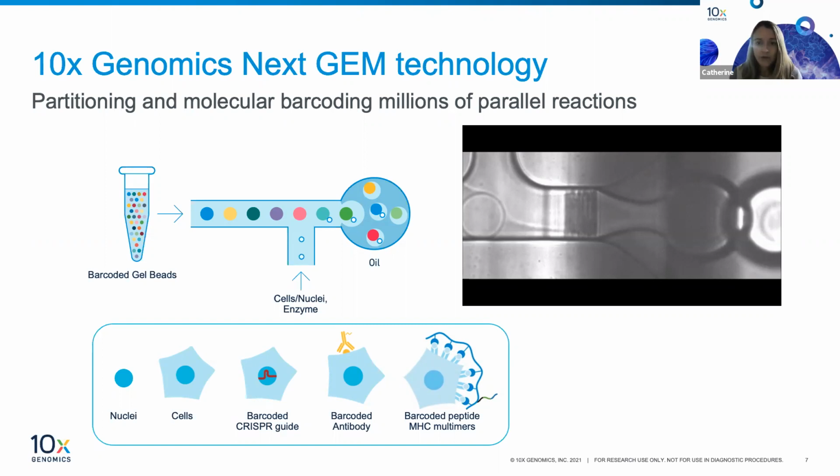They get loaded onto the Chromium chip, where they mix with our 10x barcoded gel beads. The gel beads are anchored with unique 10x barcodes, and these are what allow us to distinguish between individual cells when we form our GEMs, or gel beads in emulsion. This technology was carefully designed to allow us to get the highest throughput and cell recovery, as well as low cell multiplets.